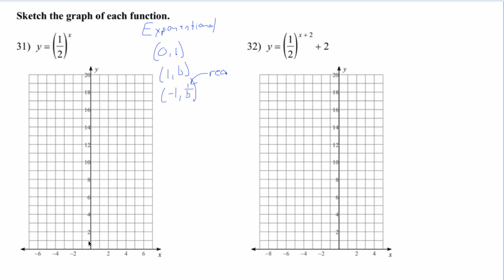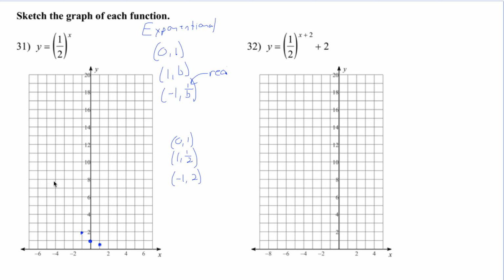So we can graph the point (0, 1). We can graph the point (1, b). So in this case, in our specific graph, we want (0, 1), (1, b), where b is the base, so (1, 1/2). And (-1, the reciprocal of b), and the reciprocal of 1/2 is 2. So we'll graph those few points. We got the point (1, 1/2) and the point (-1, 2).